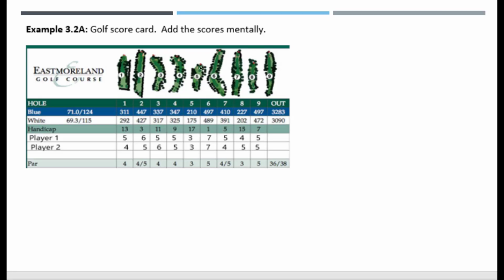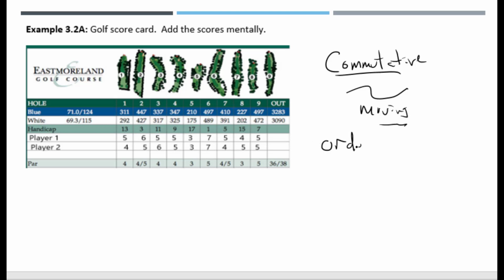So here we're going to look at an illustration of the commutative property. Commutative. And commute, think about it as moving, right? Commuting, moving. So you can move around and add in any way that you want. The order is not important. That's good with addition. So I'm going to add these golf scores up, and I'm going to do it using the commutative property.